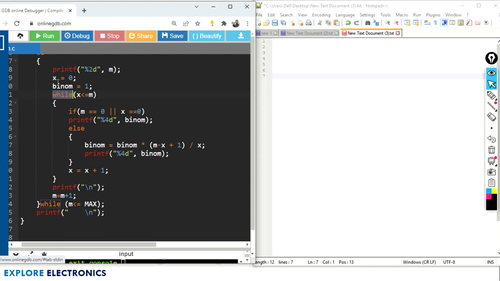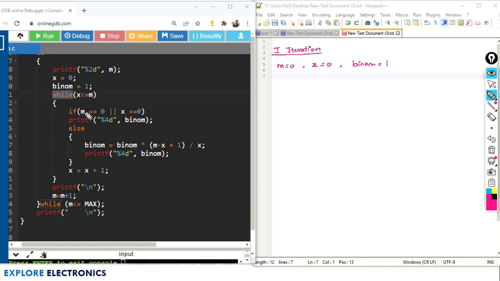So in the first condition, we all know that m is 0 and x is 0. Let us say this is the first iteration. In the first iteration, m is 0 and x we have also made 0, and we all know that the binomial coefficient value initially will be 1. Now our while condition is satisfied because x is less than or equal to m, so it will go inside.